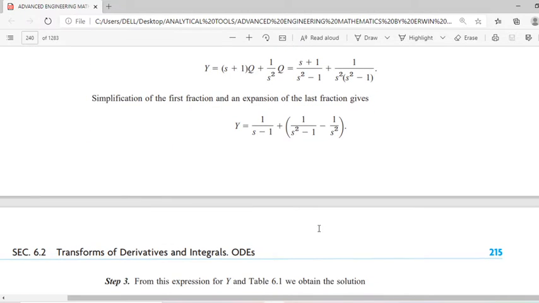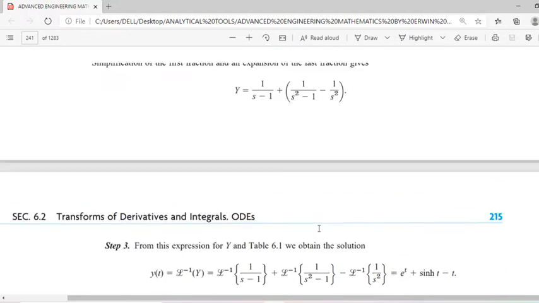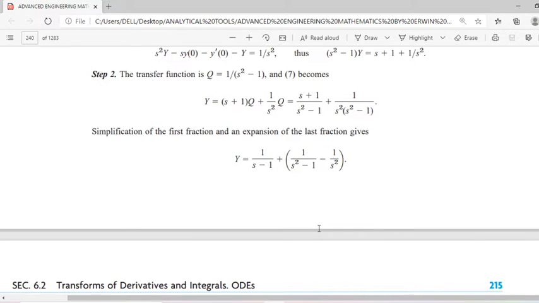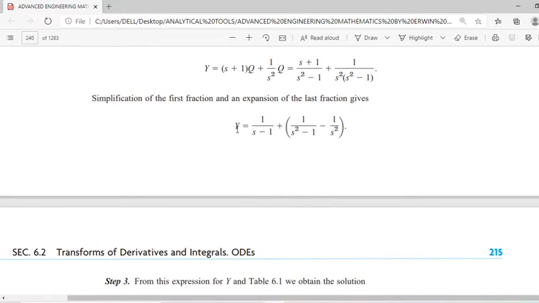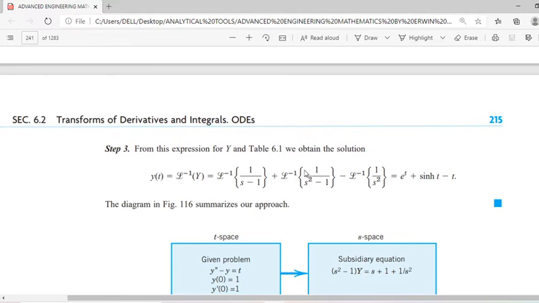So y is obtained like this, and now this is a Laplace transform of the function. So what is the function? You don't know what the function is, but you have to find it. So how can we find it? Find the inverse. So y of t is equal to L inverse of y.